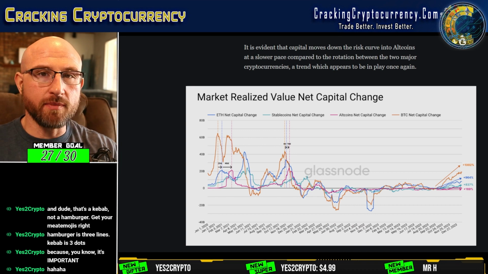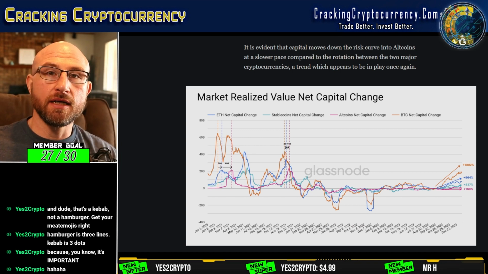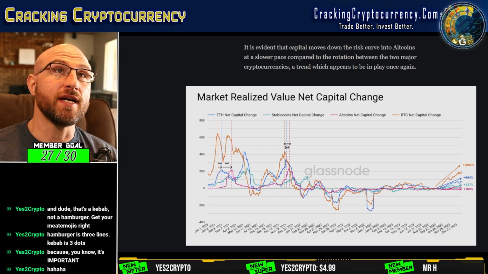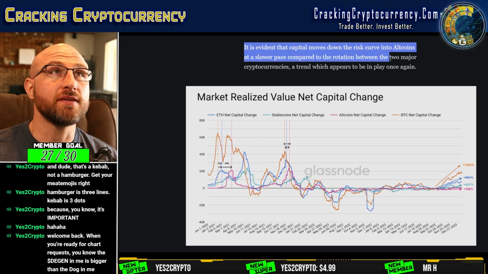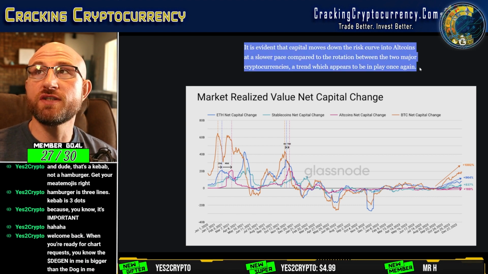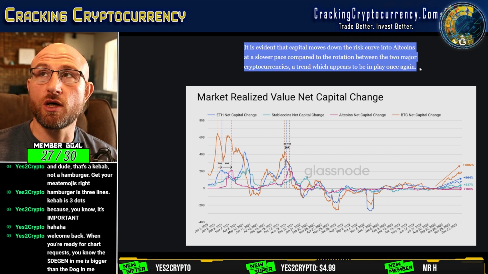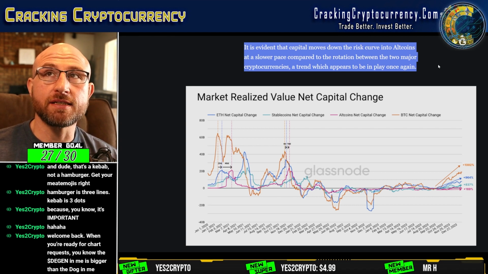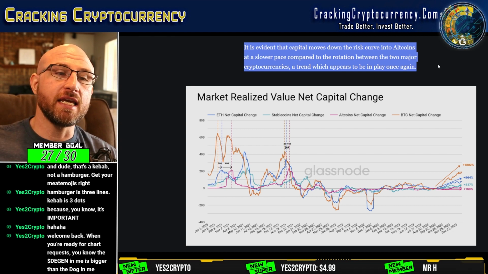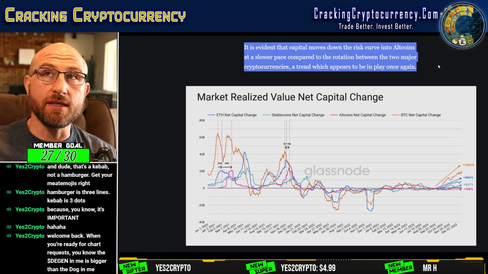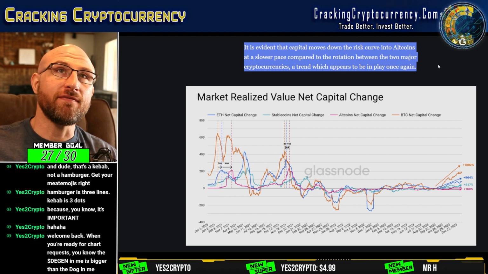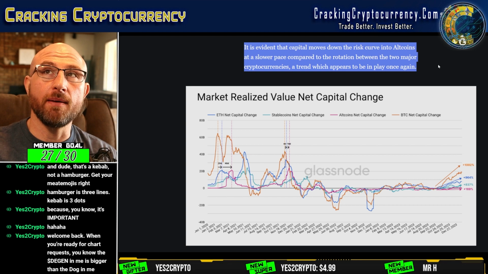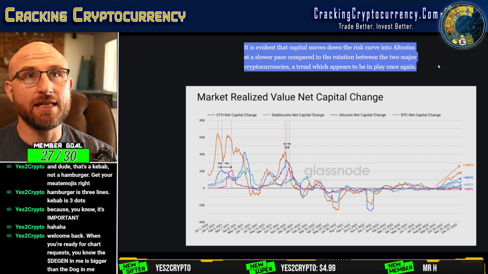And all of this is important because it lets you know the flywheel of diversifying risk in the cryptocurrency markets, right? With this sentence: it is evident that capital moves down the risk curve into altcoins at a slower pace compared to the rotation between the two major cryptocurrencies, a trend which appears to be in play once again. Meaning that the velocity of diversification from Bitcoin into Ethereum is significantly faster than the diversification from either of those two assets into altcoins, right?